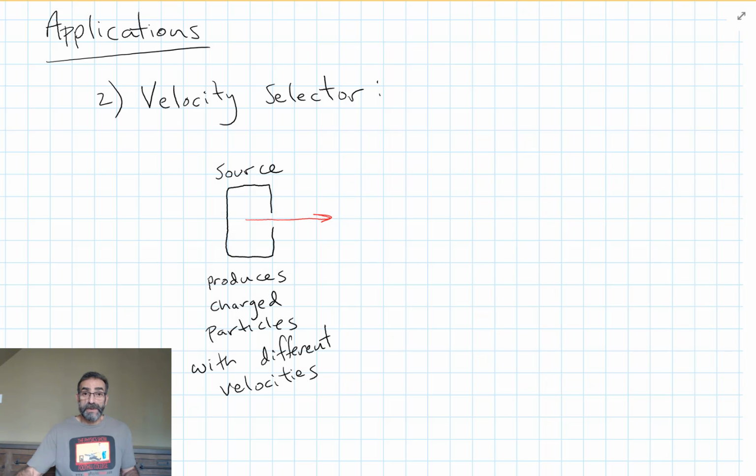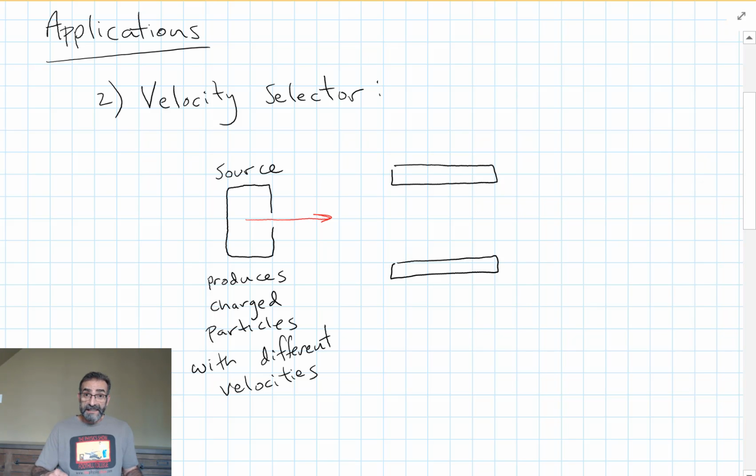The next application I want to talk about is the velocity selector. The velocity selector is used in a number of things. Some mass spectrometers use them, and you may have used one in one of your chemistry classes. We have a source that creates charged particles and accelerates them across some kind of potential difference, and the charged particles come out with some velocity. But it's really hard to get a finely tuned velocity. There's going to be some spread in the velocities of these particles coming out of our source. We want to fine tune it a little bit.